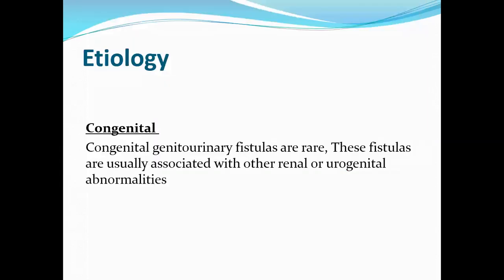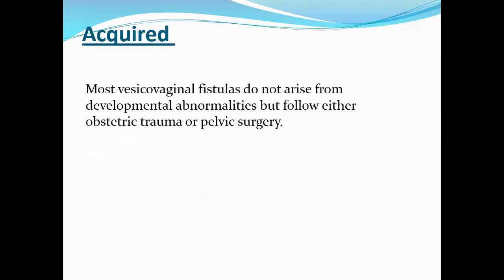The etiology, congenital fistula, is rare, and fistula usually associated with other renal or urogenital abnormality. ممكن abdominal wall defect, ممكن epispadias, and so on. The acquired fistula, most vesicovaginal fistula usually arise from a trauma, either obstetric trauma or pelvic surgery.